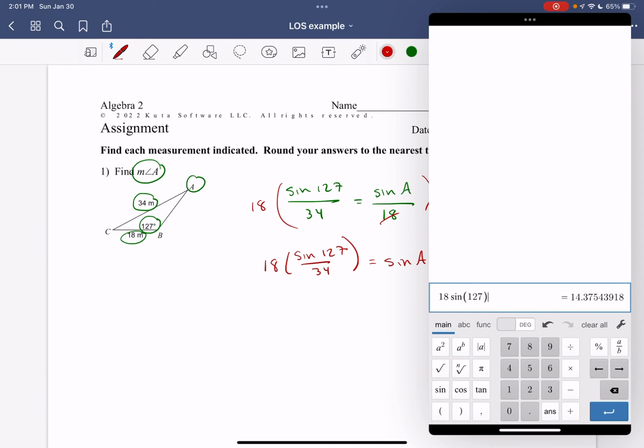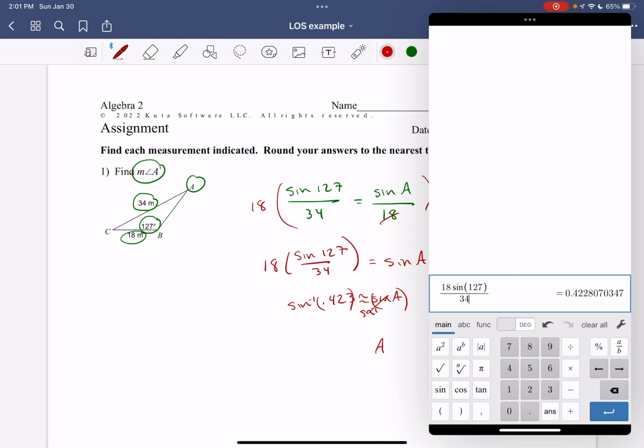So I'm closing the parentheses, dividing by 34. Don't worry that the 18 went in the numerator. No different than what we had written down. So now I have about 0.423 is about sine A. So I can do the inverse sine of that answer, running out of room, to get what A is.